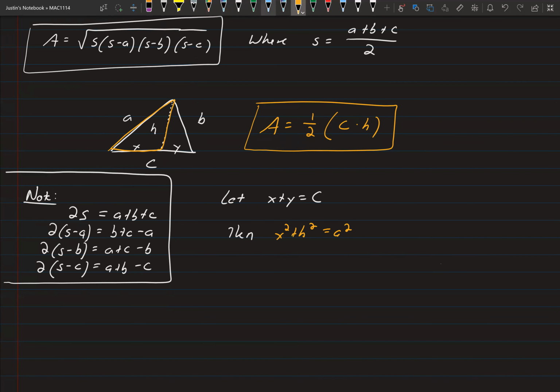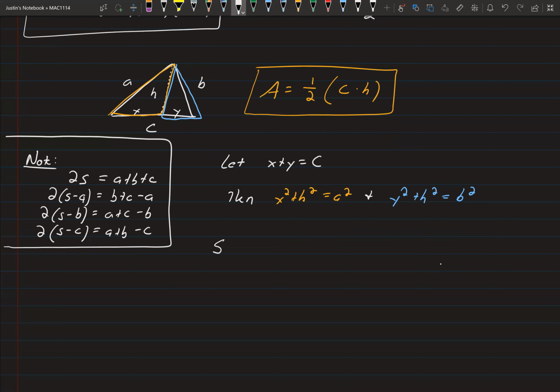Great. And if I look at the triangle here on the right, I can come up with another: y squared plus h squared equals b squared. So we've got two right triangles there, and we can use the Pythagorean theorem on each of those. All right, so let's continue. Now, I'm just going to look at y. y equals c minus x.